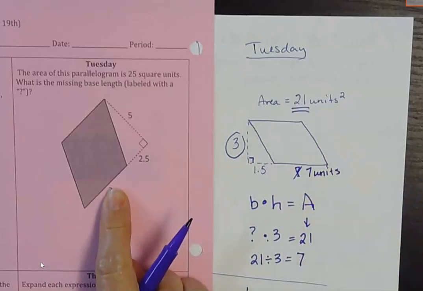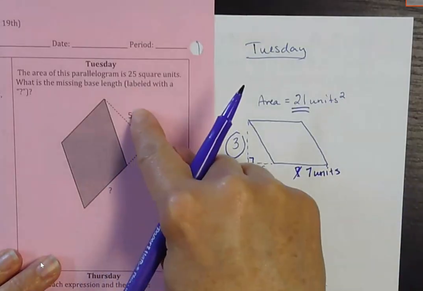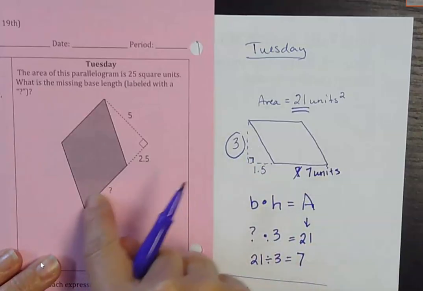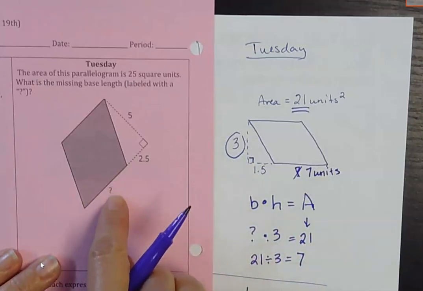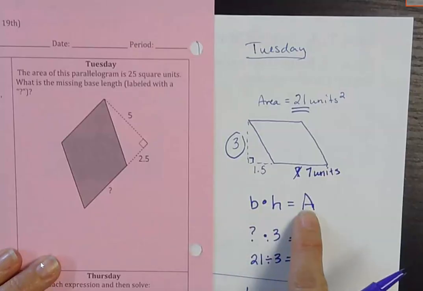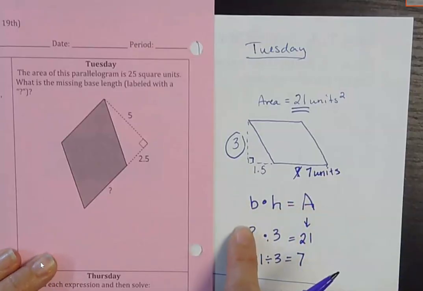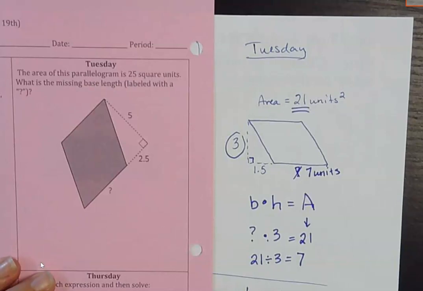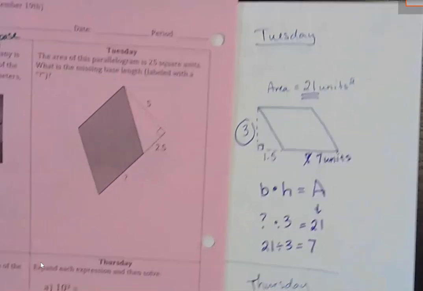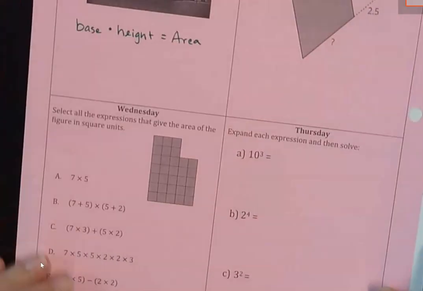So here we've got some information and a missing side length, which means that's got to be my missing base. So go ahead and write out your equation and then fill in the blanks to see if you can find that missing question mark on your own. Pause there so you have some time to work through it. Okay, let's look at Wednesday's.